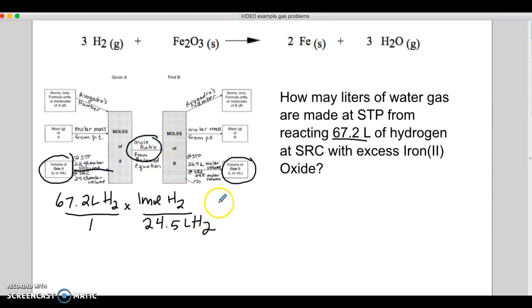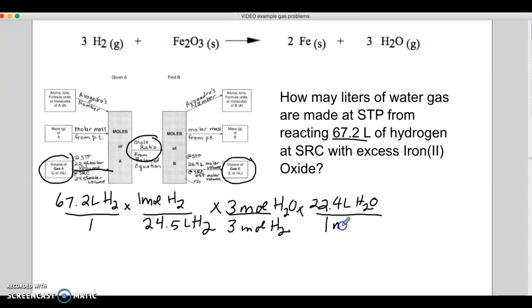Now I'm going to do mole-mole. I'm going to put my 3 moles of hydrogen down here. And then I'm converting to water. These all have to be gases to be able to use these values. And water is a gas if you look up above. And then lastly, now we want to know the liters of water at STP. So we're going to use 22.4 liters of water, or any gas. That's how much volume 1 mole of any gas at STP will take up. So again, you can see the canceling, and we end up with 61.4 liters of water.